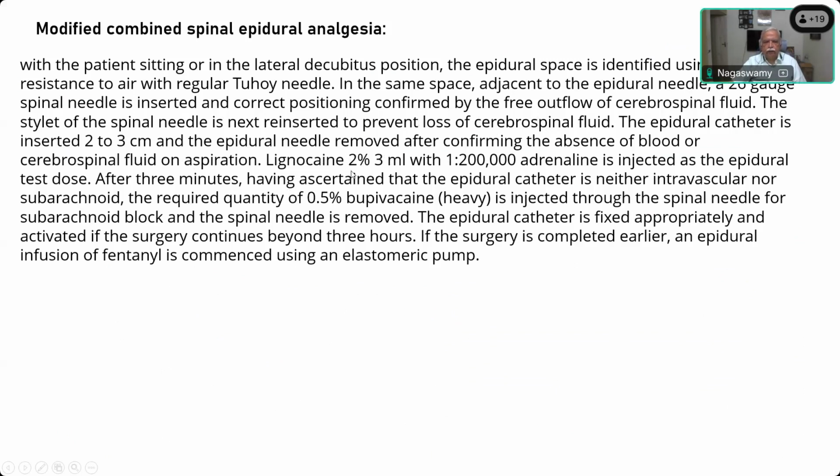You give a test dose to make sure that it is working, and after 3 minutes you confirm that the epidural catheter is neither intravascular nor subarachnoid. Then you give the required quantity of heavy bupivacaine injected through the spinal needle, which is introduced on the side of the epidural needle, and then the needle is removed. The epidural catheter, which has already been introduced, is fixed and the patient is made to lie down, and given a top up only beyond 3 hours of surgery.